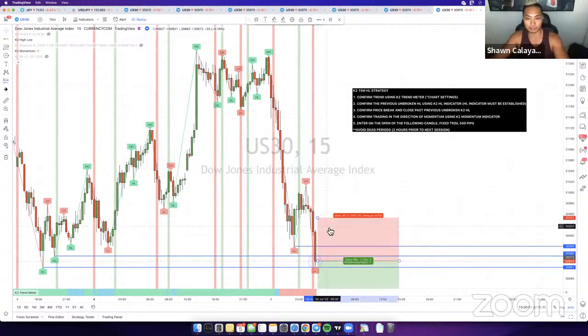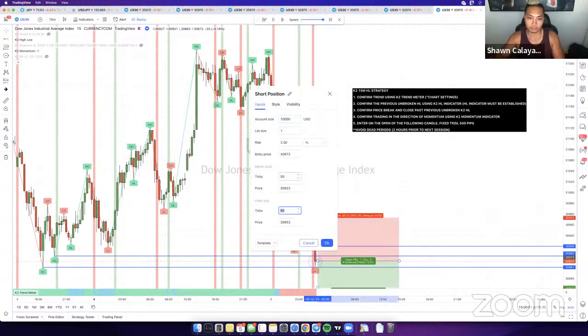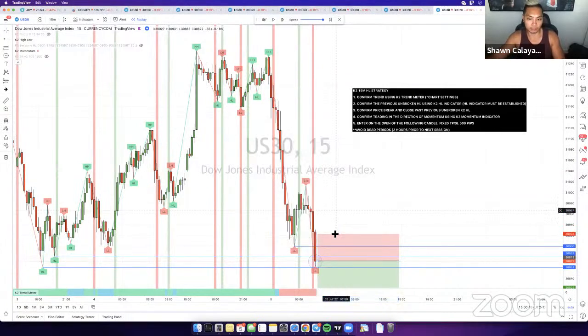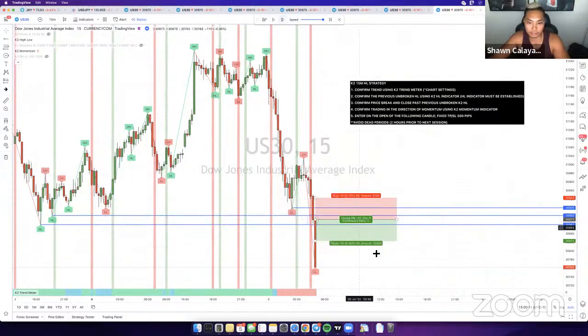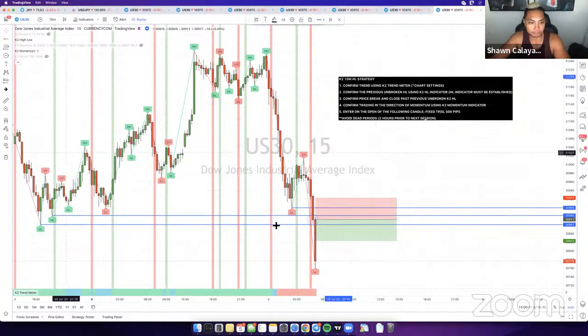It's a fixed TP and stop loss, 500 pips. It's pretty much a set and forget strategy. You just take it, you let it run, and then just let it either hit TP or stop loss. Straight to TP right there. So there's the example of the 15-minute high-low strategy. Let's see if I can find another one here.